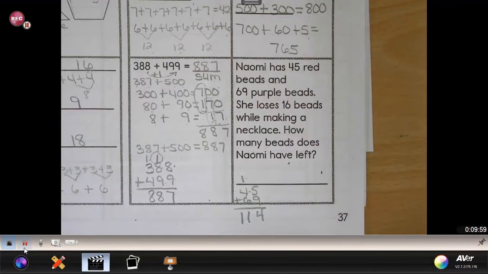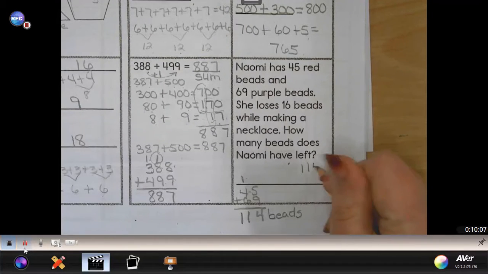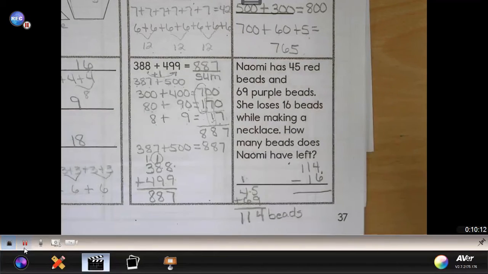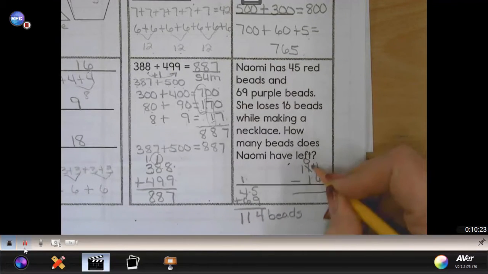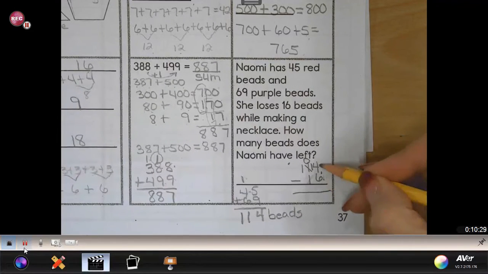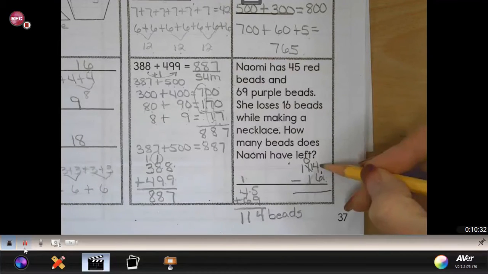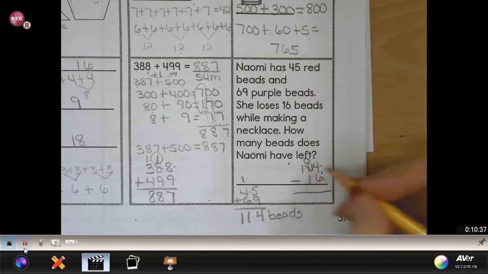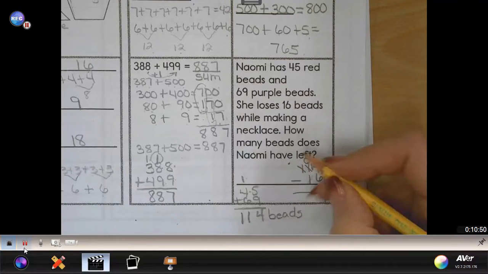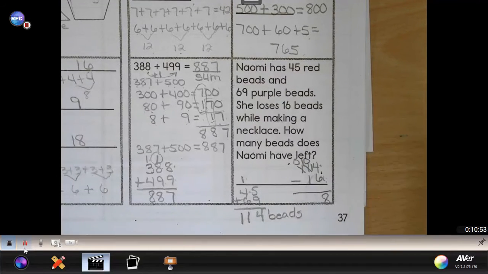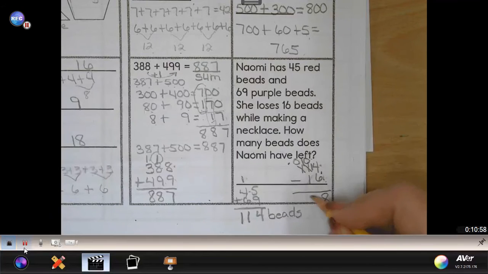Now, if she has 114 beads and then she loses some, we're going to take the 114 and take away 16 that she loses. So if she loses 16, that means she's losing 10, which is this group here, and then 6 more. Now, we have to borrow in this case if we're going to use the algorithm because we don't have enough ones to subtract from this 4. So 6, we can't subtract from the 4. So we have to borrow a 10, regroup it as 14, and now we can subtract. 14 minus 6 is 8, because 8 plus 6 is 14. We don't have enough tens, so I'm going to borrow and regroup that as 10 tens, and 10 tens, which is 100, minus 10 is 98.